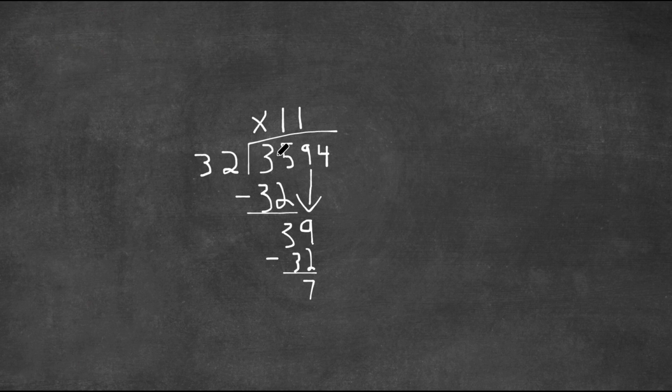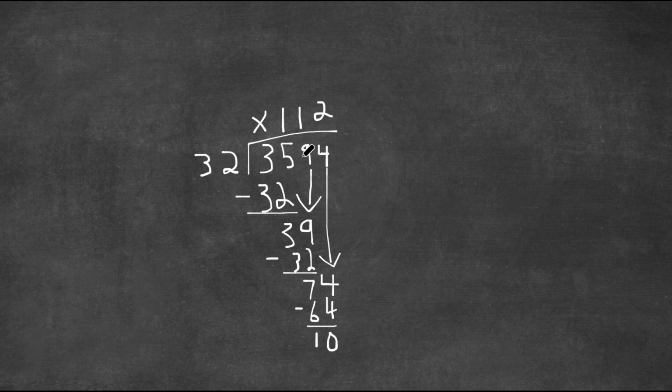How many times can 32 go into 7? It can't because it's greater. So I'm going to drop down our 4 here. Now, how many times can 32 go into 74? It can go into it twice. 32 times 2 is 64. And now 74 minus 64, this is going to be 10.